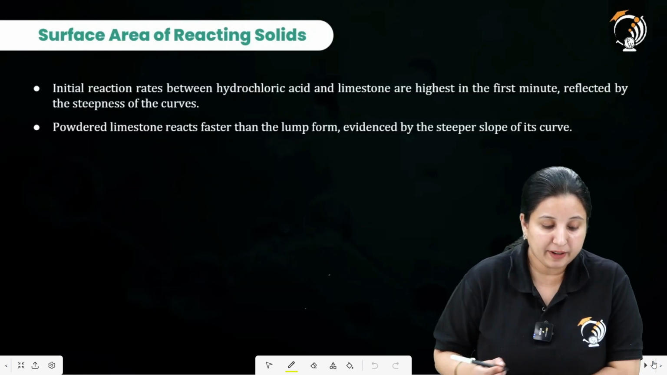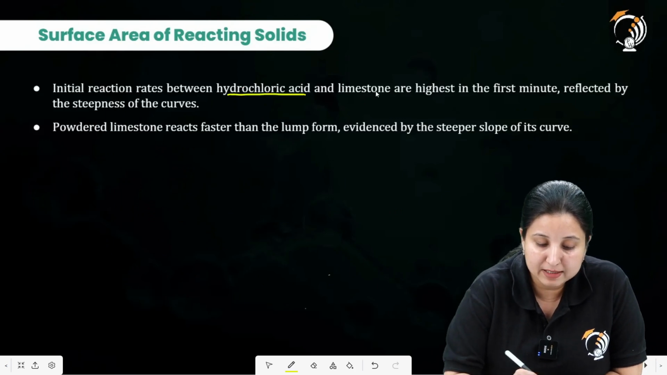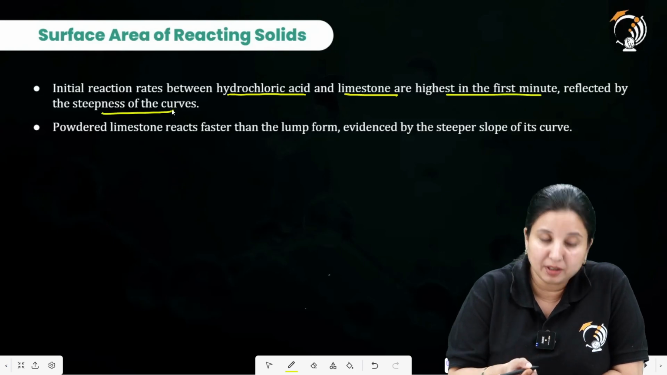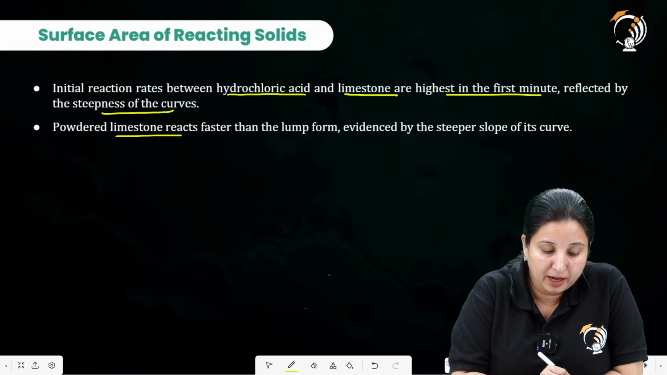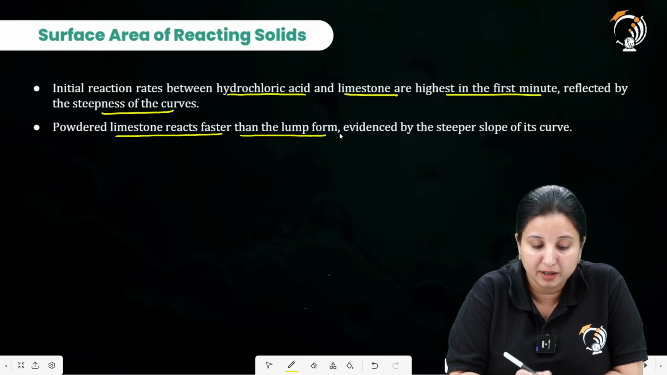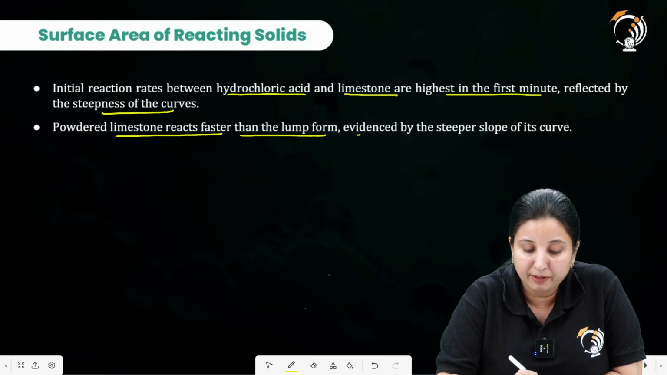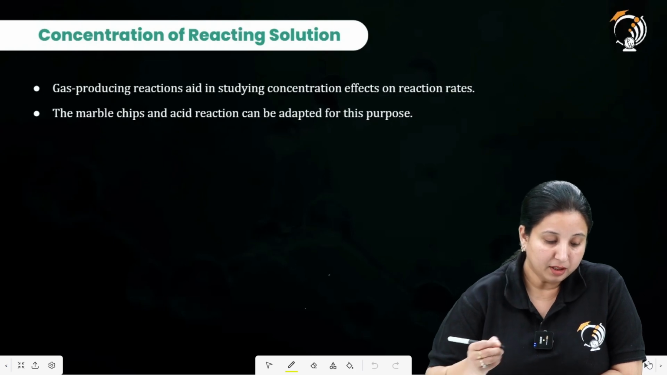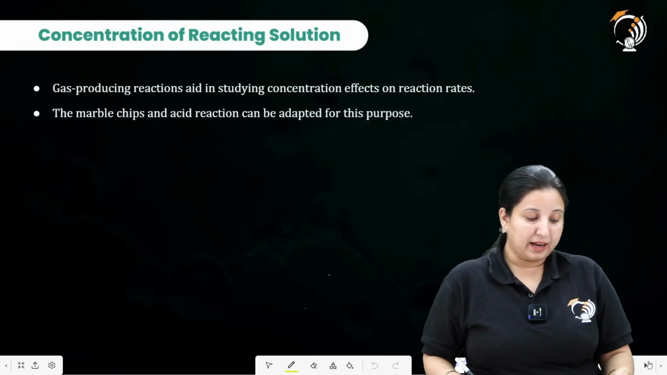So initial reaction rates between the hydrochloric acid and limestone are highest in the first minute, reflected by the steepness of the graph which we have seen, and powdered limestone reacts faster than the lump form, evidenced by the steeper slope of its curve. Next comes the concentration of the reacting solution.